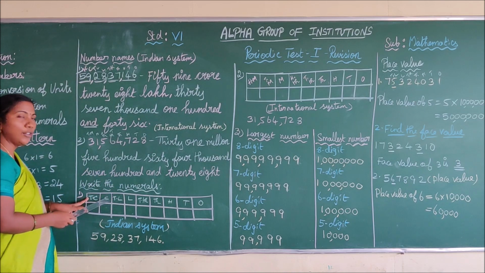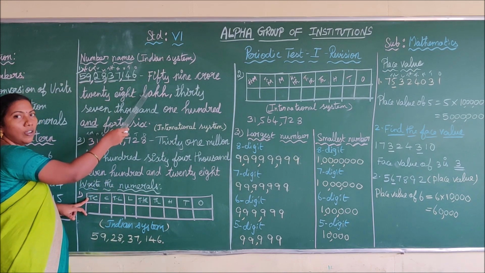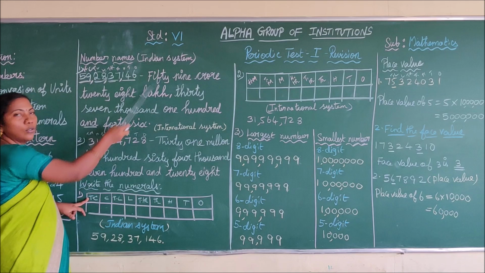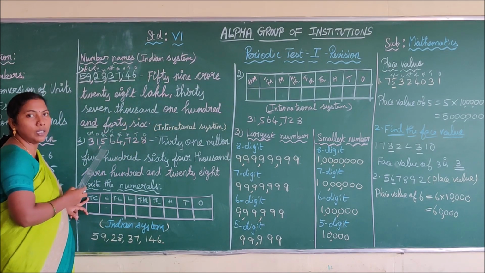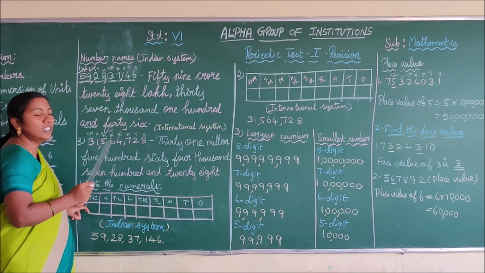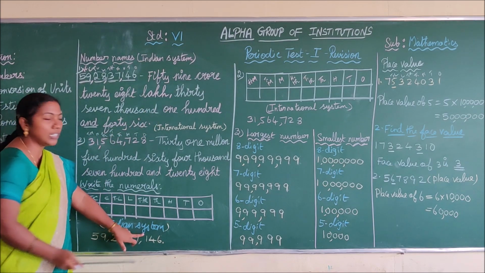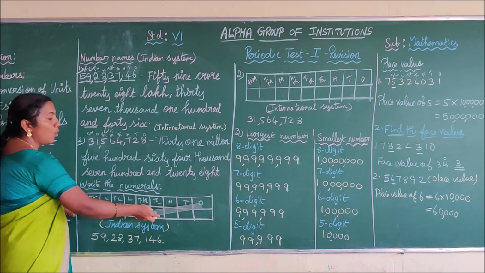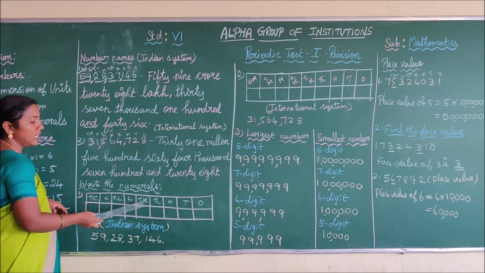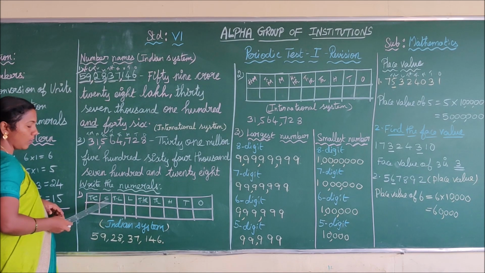Now we are going to write the numerals for this given number name. This is our question. See here, 59 crore. So what type of system is it? Crore means Indian system. So here we have written Indian system and drawn the box. Here we have written the place values. What are the place values? Ones, tens, hundreds, thousands, ten thousands, lakh, ten lakh, crore, ten crore.